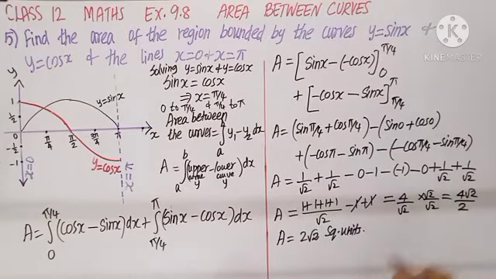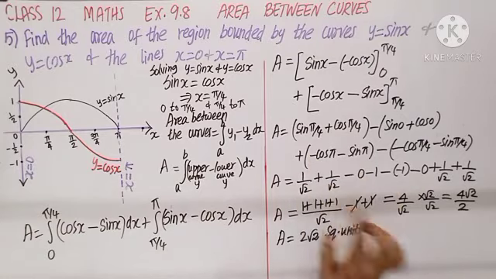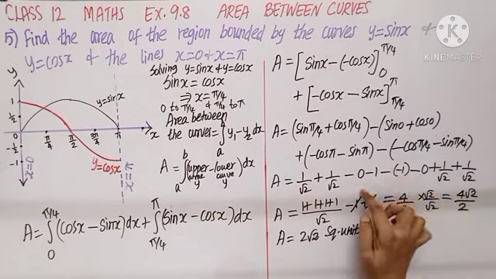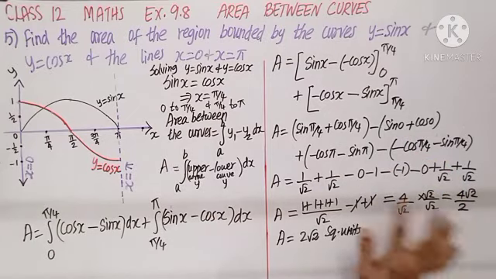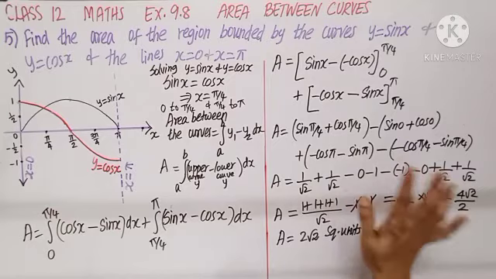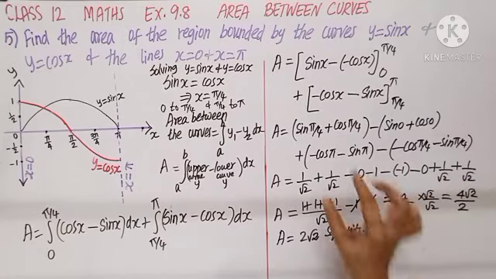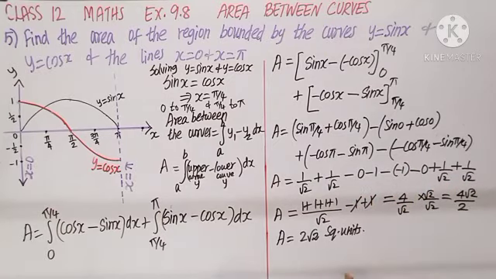Applying upper and lower limits, let us recall the values. Sin pi by 4, 1 by root 2. Cos pi by 4, 1 by root 2. Sin 0, 0. Cos 0, 1. Cos pi, minus 1. Sin pi is 0. Having applied the values properly, we arrive at A equals 2 root 2 square units.